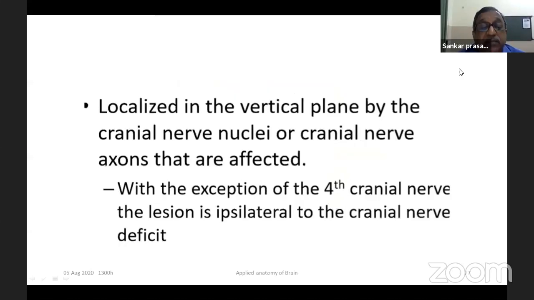Yeah, okay, good. So now we develop our further discussion on the 4-4-4 rule. Vertical plane means midbrain, pons, and medulla. We can localize the lesion by the cranial nerve nuclei or the axons that are affected. With the exception of the fourth cranial nerve, the lesion is ipsilateral to the cranial nerve deficit, because the fourth cranial nerve, after origin, crosses to the other side to supply the superior oblique muscle on the other side. So that is not affected.